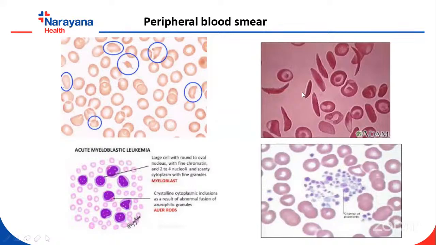You can see sickle cells, target cells, a lot of red cell morphology, and analysis of anemias can be done by looking at the peripheral blood smears. Leukemia, WBC, as you can see here, abnormal and large. Some of them are having these Auer rods. You can pick up abnormalities there. You can pick up a lot of platelet abnormalities on the peripheral smear. Here you can see them in clumps.